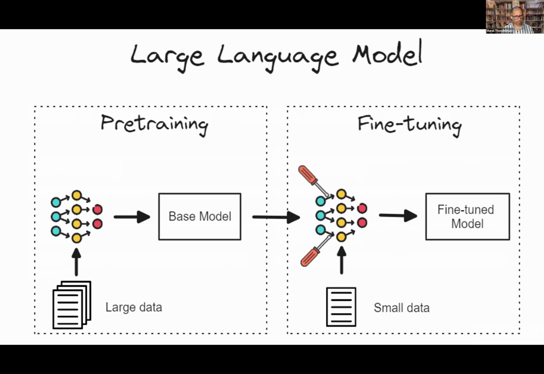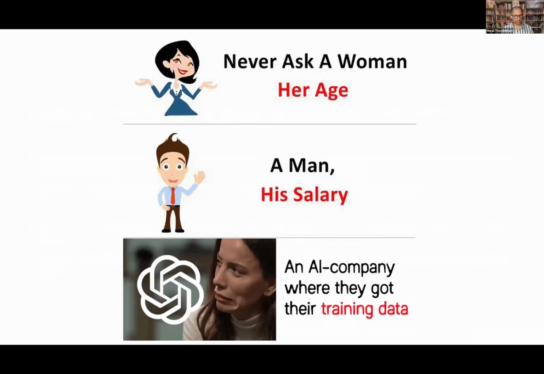So you have the pre-training, which is done, and then you have the base model and fine tuning. But then when you start asking a little deeper questions about how they train it, what they do, this is what you get. As they say, never ask a woman her age, a man his salary. The new thing now is never ask an AI company where they got their training data. This has become one of the biggest things because everybody is keeping it a secret, and it is a race towards reaching what we call artificial general intelligence, which is called AGI.